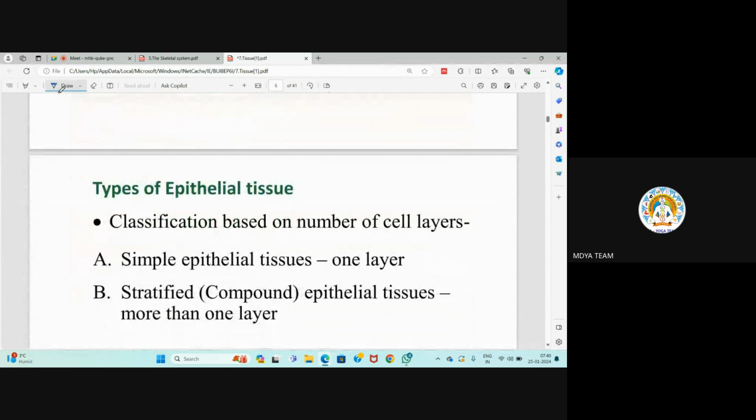Okay. So, on the basis of the number of cell layers, simple epithelium has one layer and stratified or compound epithelium has more than one layer. So, this is the difference between simple and stratified epithelium.